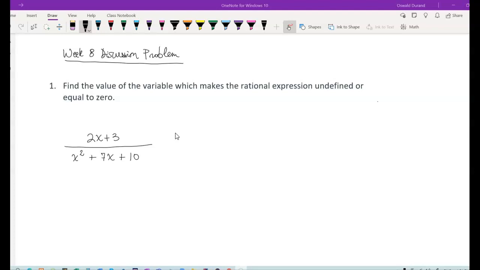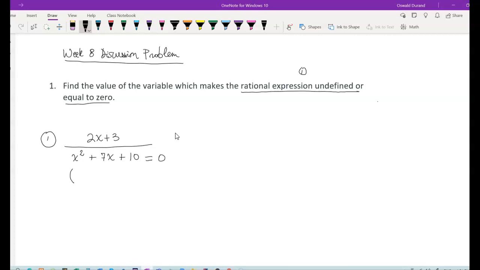I want to know the value that makes a rational expression undefined or when the rational expression is equal to zero. Okay, so the first one is basically you disregard the numerator, and all you want to know is what the expression in the denominator is equal to zero. That's what I want to know. Okay, so that's basically because I want to know the value that's going to make this rational expression undefined. So you go from there.